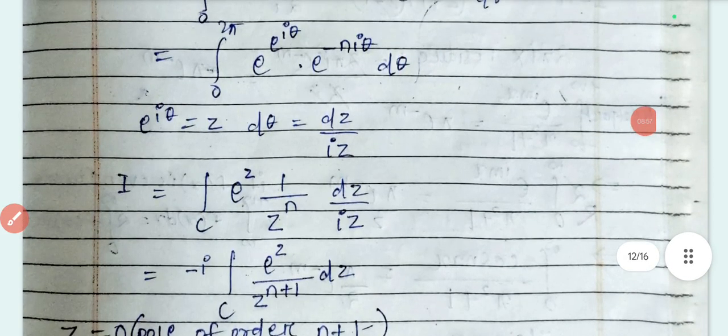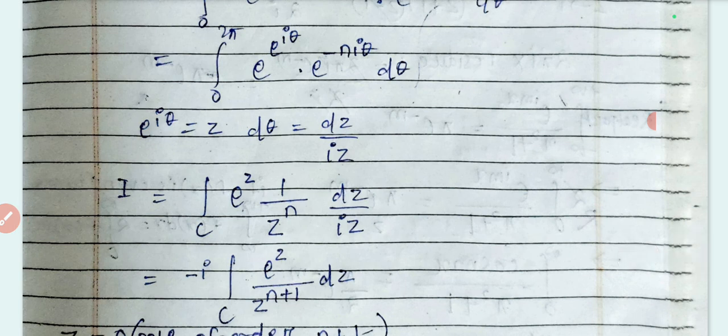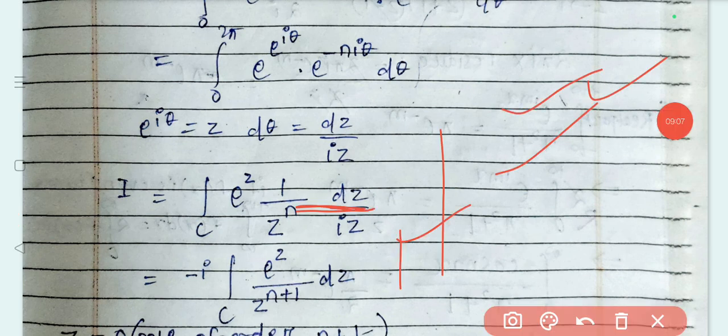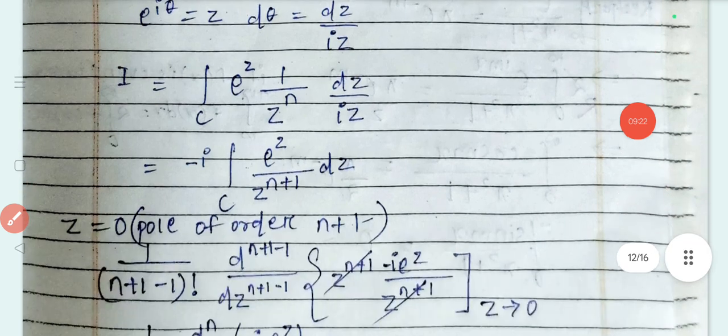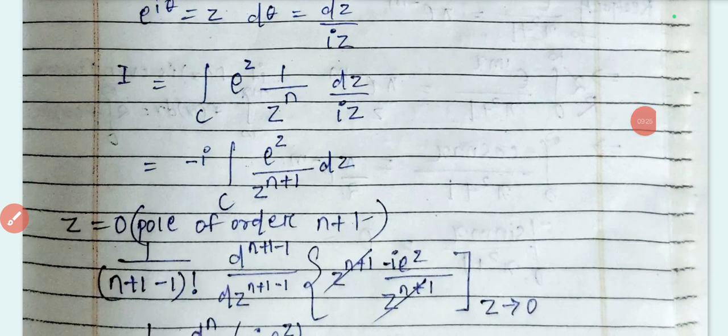Take e to the power i theta as z. d theta equal to dz by iz, as I told you before, and e to the power minus n i theta means 1 by e to the power n i theta, means 1 by z to the power n. So the answer will be minus i. Why is it minus i? That is 1 by i square, that is 1 by i. e^z by z to the power n plus 1.